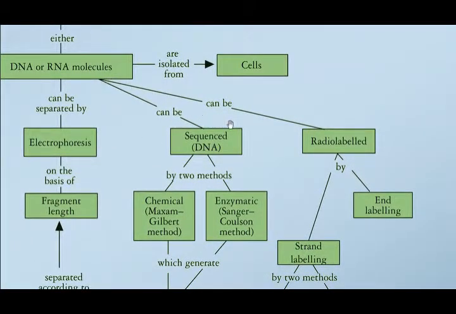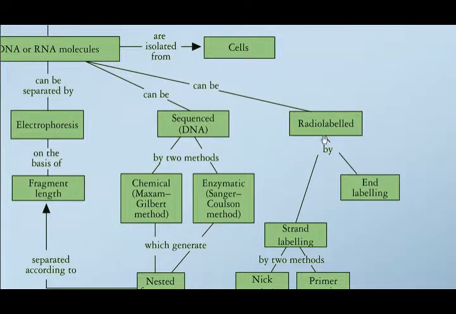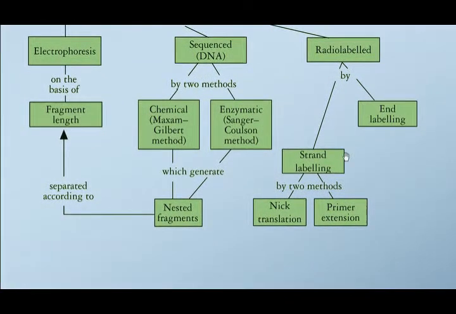DNA or RNA molecules can be radiolabeled by end labeling or strand labeling by two methods: nick translation and primer extension.